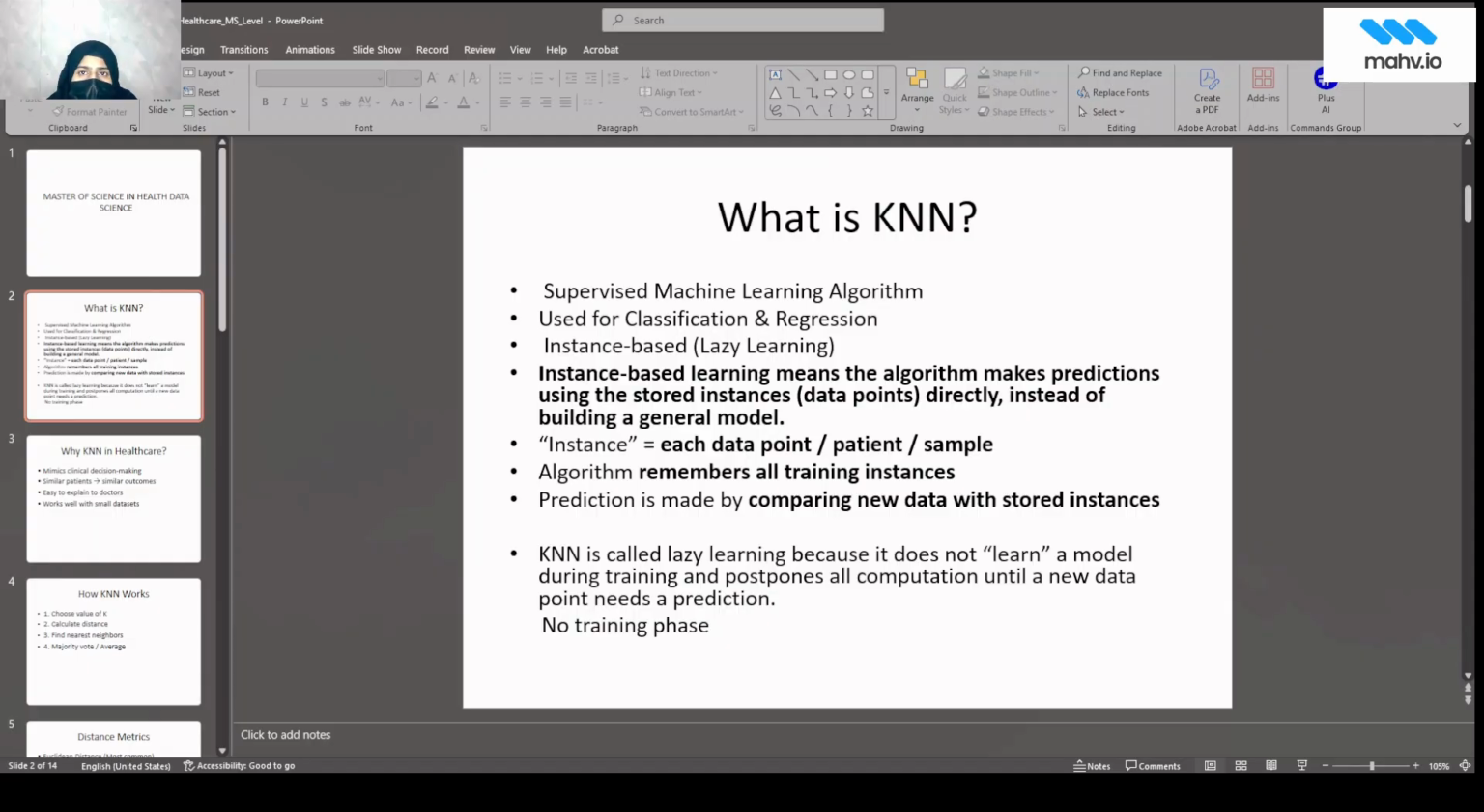KNN is a lazy learning algorithm. Why is it called lazy learning? Because in training there is only storing of the data points. It does not learn a model during training and postpones all computation until a new point needs a prediction. Until we have a new point, it does nothing. It is just storing the data points.